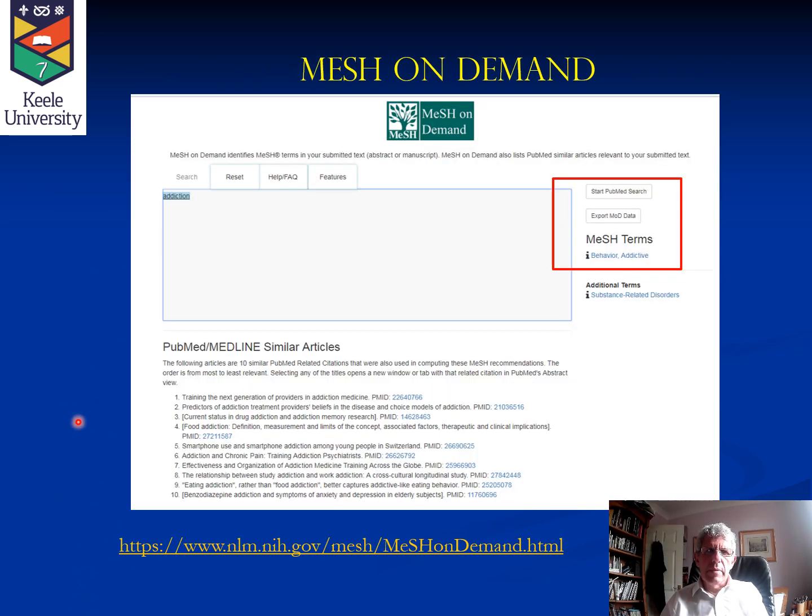Here we see an example of MeSH on Demand using the natural language word addiction. First, we see that the actual MeSH term is behaviour, addiction, and possibly another term that might be relevant is substance-related disorders. It also shows a list of papers that may be relevant to help you with your search.